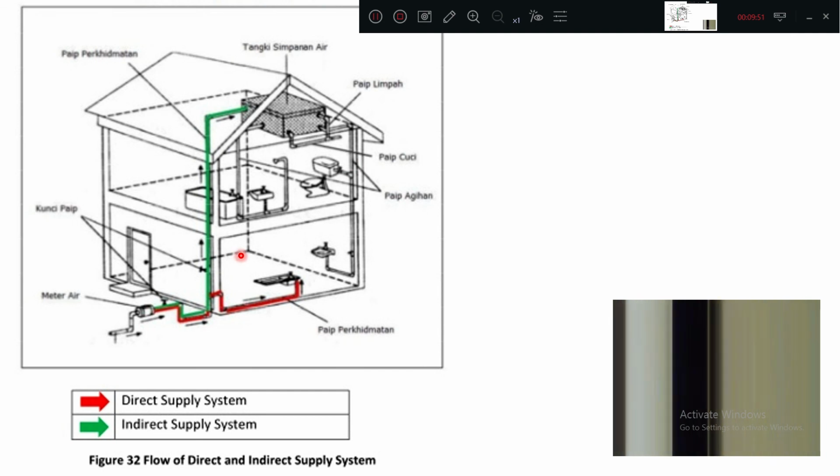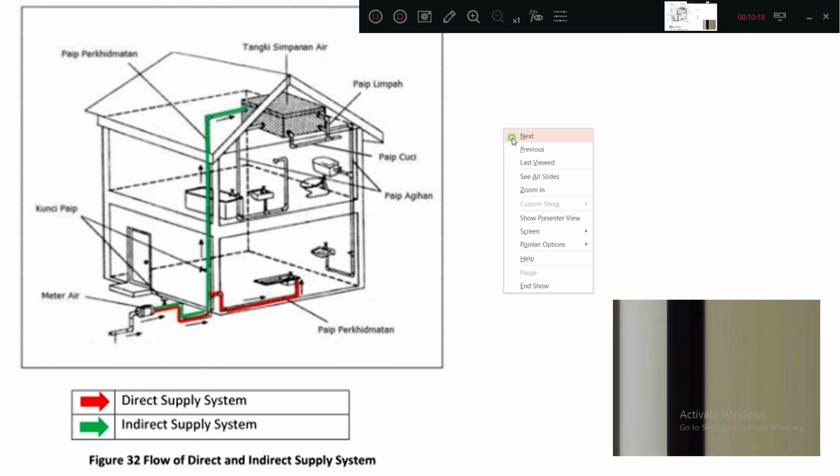If you see this diagram, you can easily understand. Direct system means from the collection point, this red line goes directly to the use point. So that is called the direct system. The indirect system is shown in green color. Here it first goes to the overhead tank. From there, bathtub, kitchen, everything gets its water. So these are the two basic systems, direct and indirect.